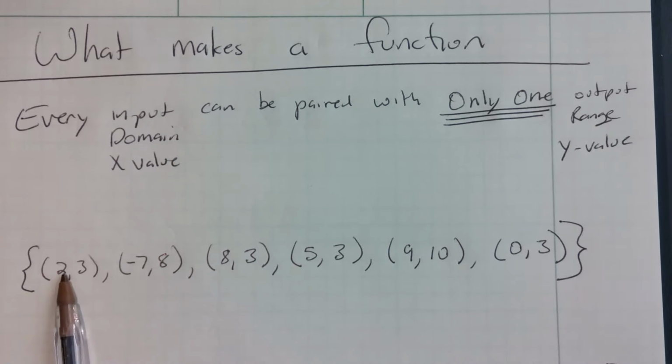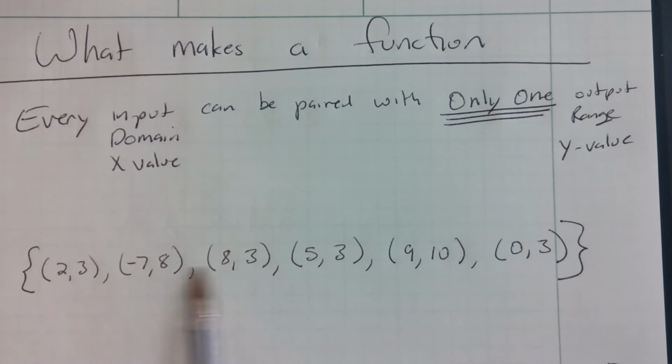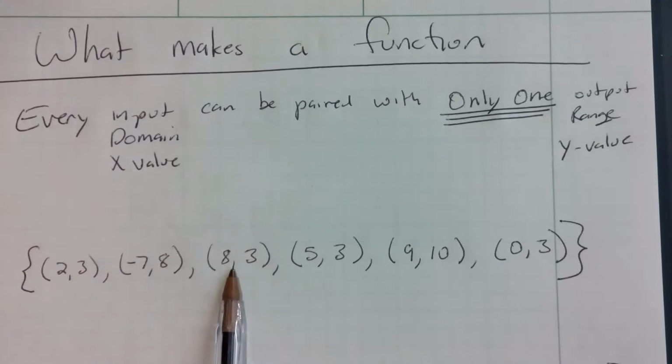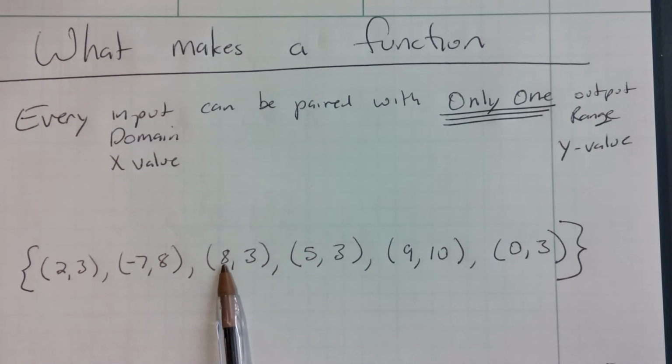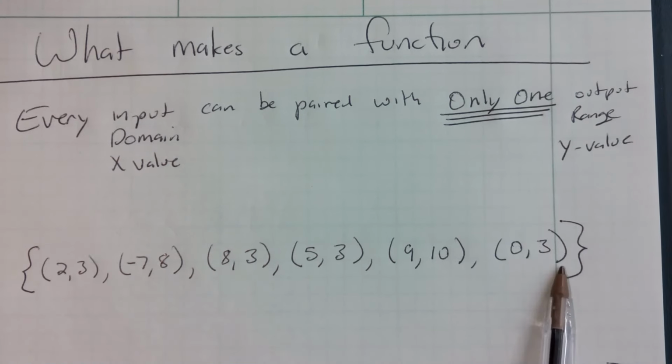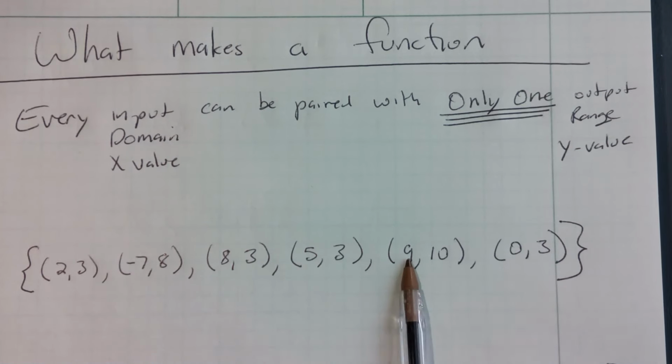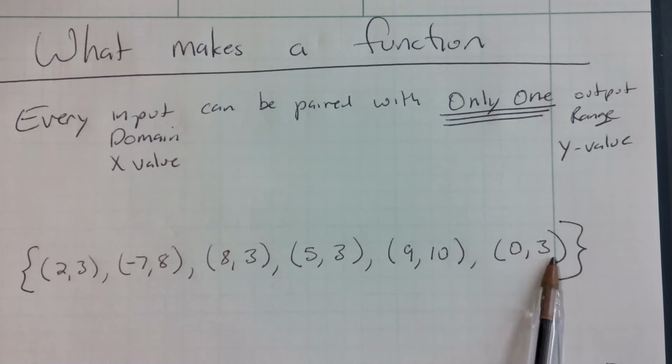But since 2 only is paired with 3 and there's no other 2's in the X value, this -7 is paired with 8 and there's no other -7's. This 8's paired with 3 and there's no other 8's. This 5's paired with 3 and there's no other 5's. This 9's paired with 10 and there's no other 9's. And this 0's paired with 3 and there's no other 0's.